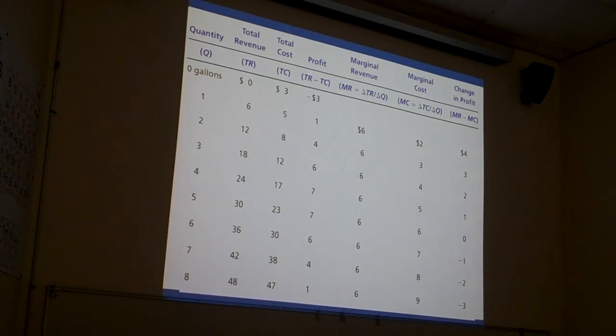We produce one unit, and our cost goes from $3 to $5. What is that $2? The marginal cost. It's true, but it's also related to output. So what is diminishing marginal product? Total revenue, total cost. Just think about the cost.